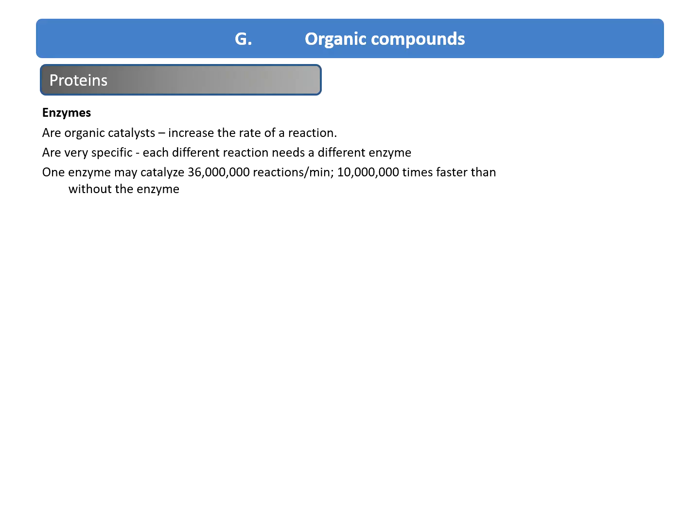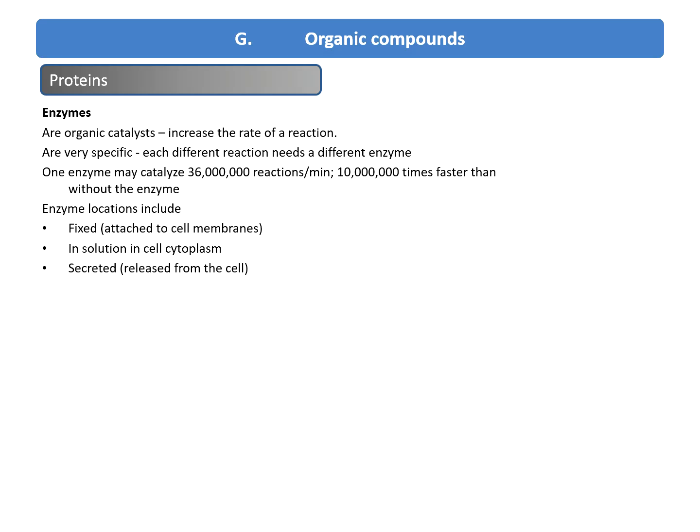One enzyme may catalyze many millions of reactions in a minute. This may be 10 million times faster than without the enzyme. Enzymes are located, fixed, attached to cell membranes, in solution in the cell cytoplasm, or secreted from the cell.